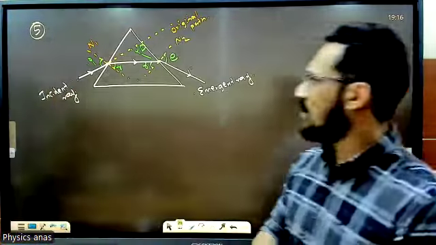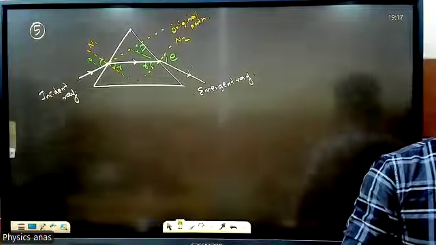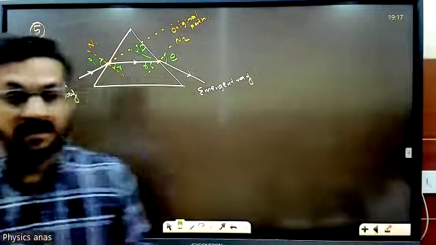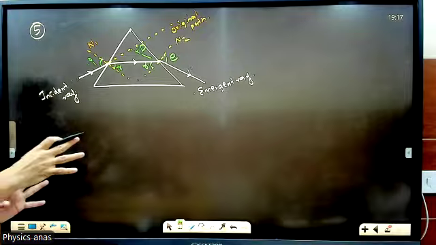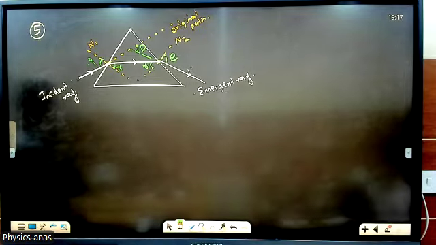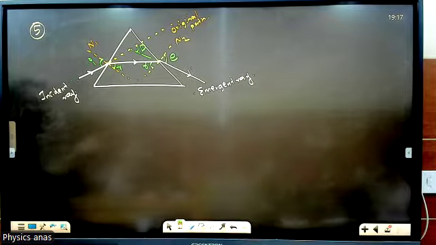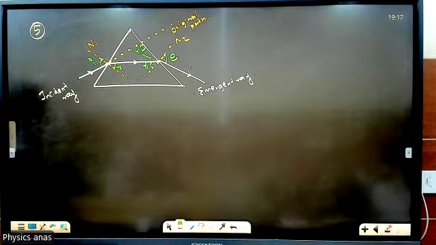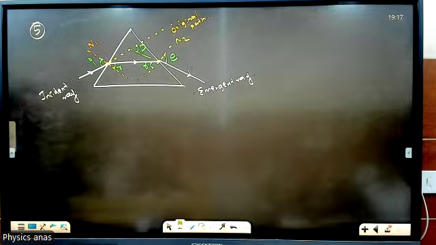Abdullah, what is the angle of deviation from the figure? Did you understand this one? Zoya, you two are the new students here. So angle of deviation, did you understand that? Yes.